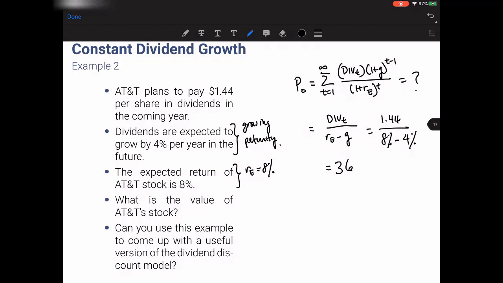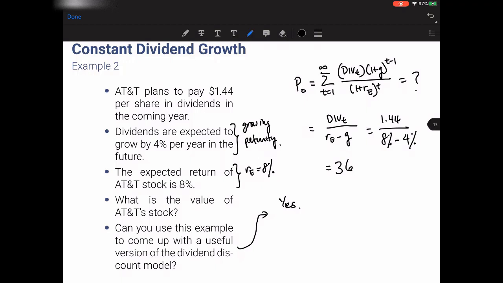Okay, so to answer the second question here, can we come up with a version of the dividend discount model that's useful? Yes. Right, and the idea is that we are imposing additional structures on the dividend discount model so that we don't have to actually map out the dividend path. We simply have to define the growth parameter, and that already tells us how the dividends will evolve over time.